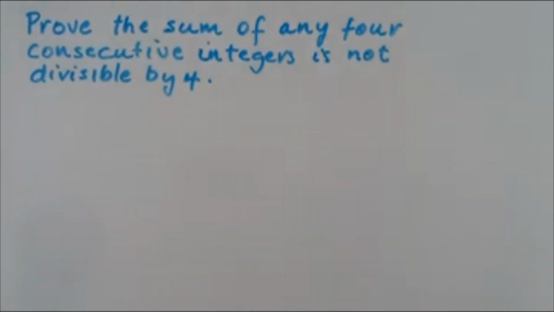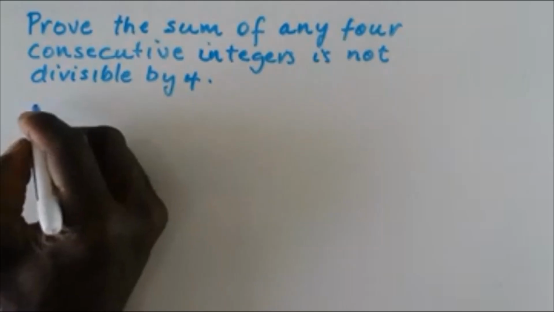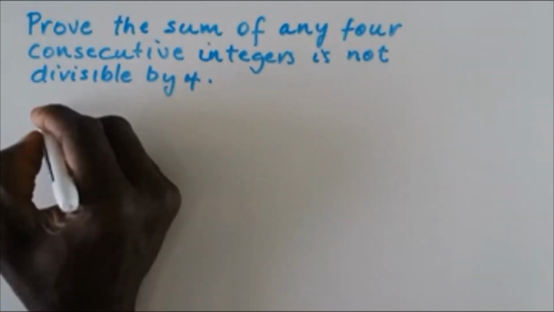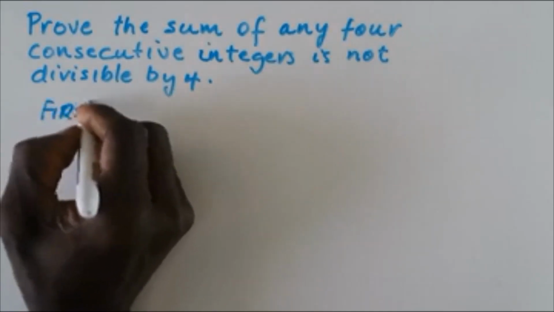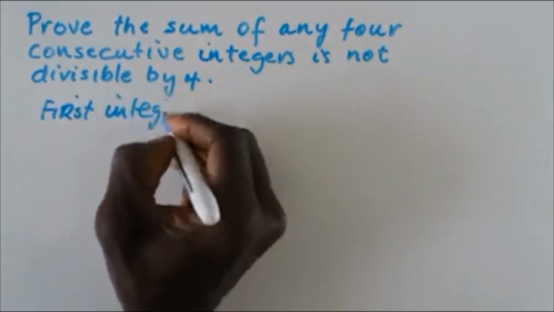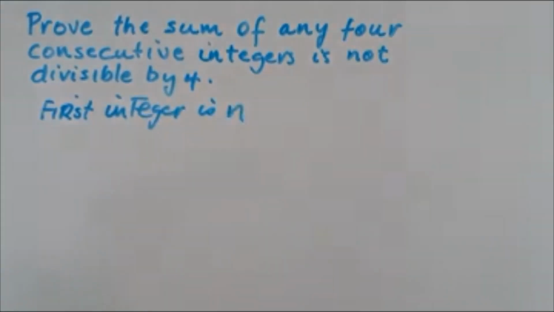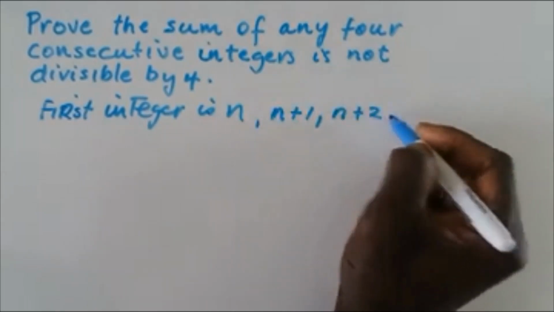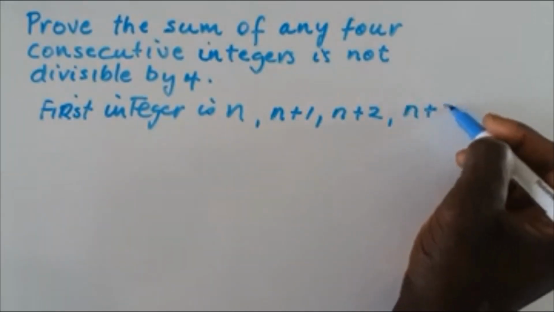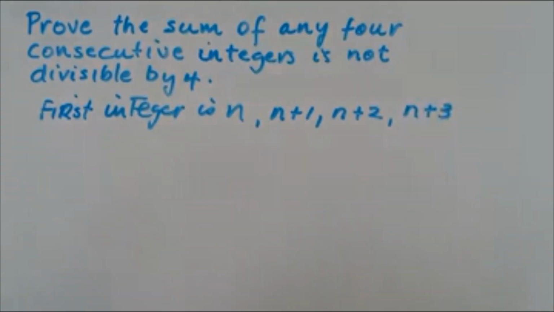Prove the sum of any 4 consecutive integers is not divisible by 4. First, we'll let n represent the first integer. So the first integer is n, and then the other 3 integers will be n add 1, n add 2, and n add 3. So these are our 4 integers.